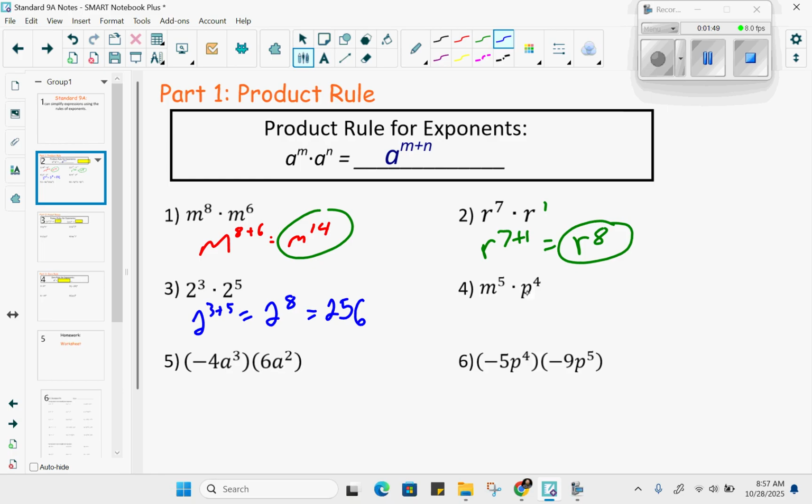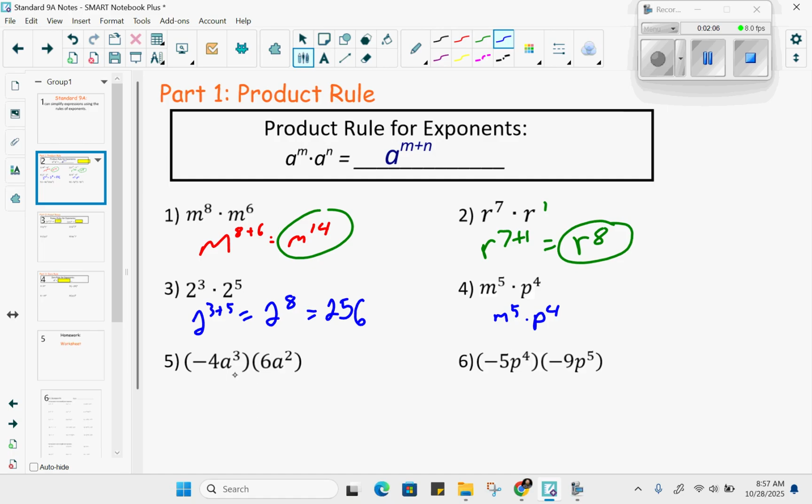Here we have different bases. M to the 5th times P to the 4th. Can't combine them because the base is different. So this is just going to stay M to the 5th times P to the 4th. Don't combine unlike bases.